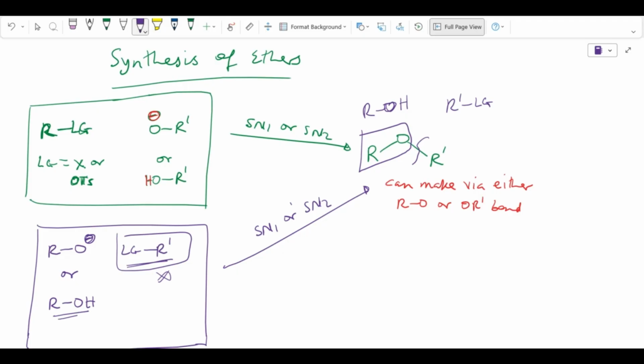Now, if you react this compound with this strong nucleophile, that will give you an ether. Or you could react the weak nucleophile, the alcohol, with this alkyl halide, and you should also have your ether.